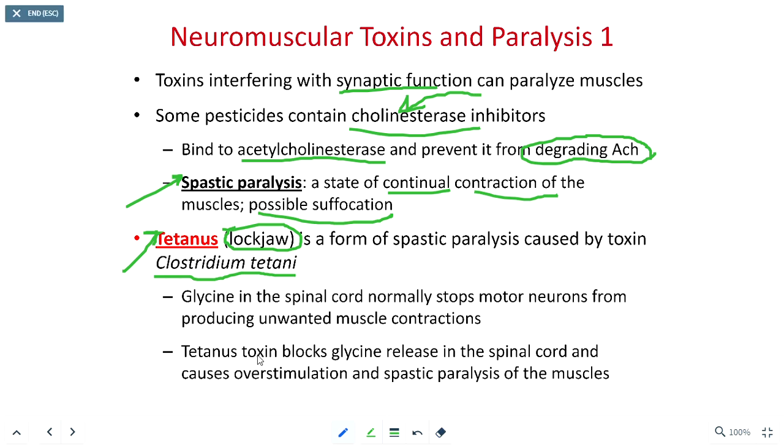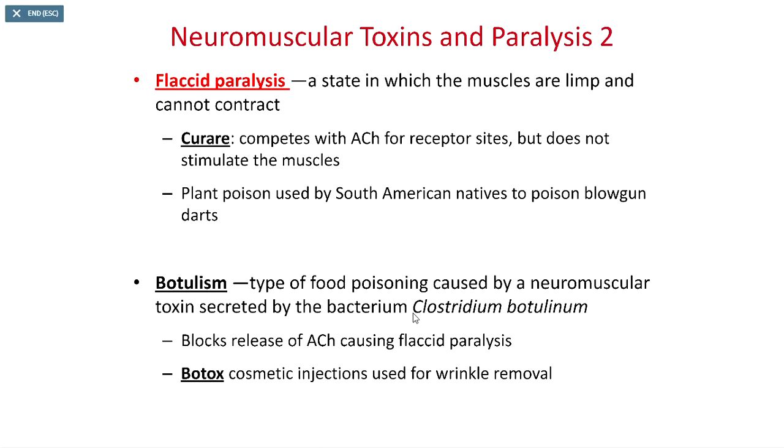In particular, with tetanus, we're going to have the blockage of glycine in our spinal cord. And if we block glycine in our spinal cord, we are going to make it so that our motor neurons are going to function inappropriately. So we don't have the glycine in our spinal cord. That's going to cause overstimulation of our motor neurons and then spastic paralysis of our skeletal muscle fibers. Glycine, when it's present in our spinal cord, helps us to down-regulate the activity of motor neurons. So ultimately, having glycine in our spinal cord prevents unwanted muscle contractions.